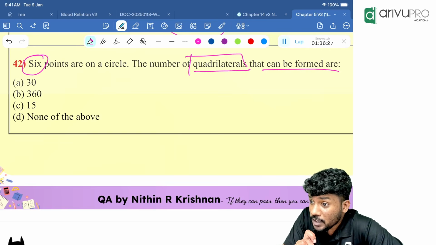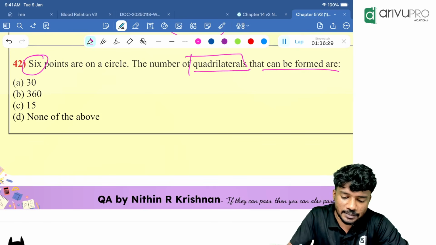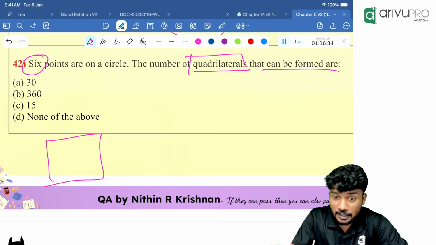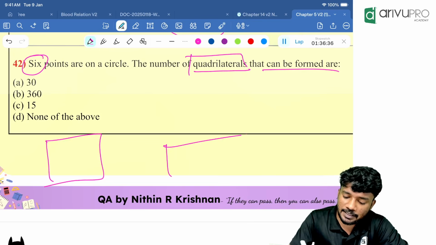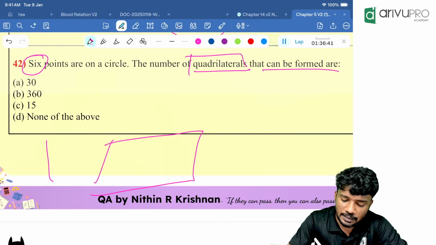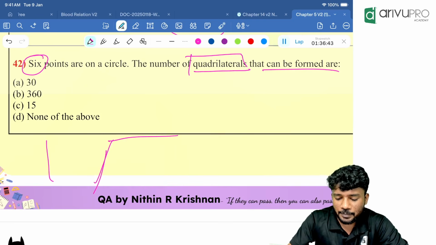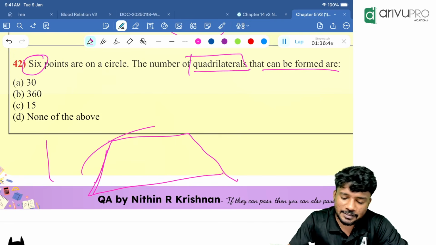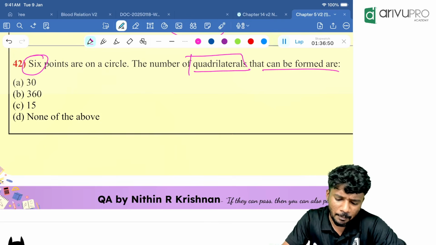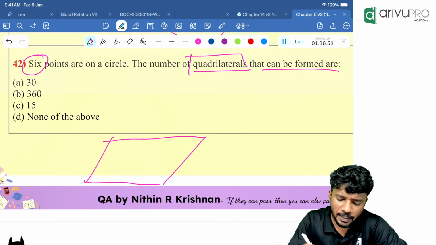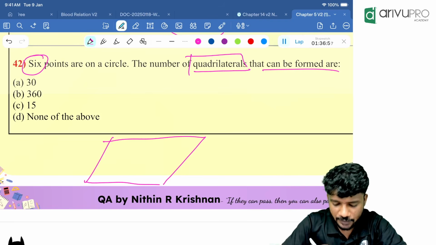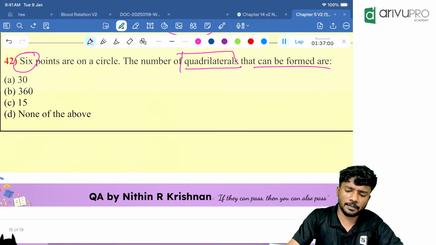Quadrilateral means what? A 4-sided polygon is called a quadrilateral. Is a square a polygon? Yes. Is a square a quadrilateral? Yes. Is a rectangle a quadrilateral? Yes. Is a parallelogram a quadrilateral? Yes. Is a trapezium a quadrilateral? Yes. But you don't need to remember all these things. Remember square, then parallelogram also you can remember. Parallelogram is what? Opposite sides will be parallel to each other.